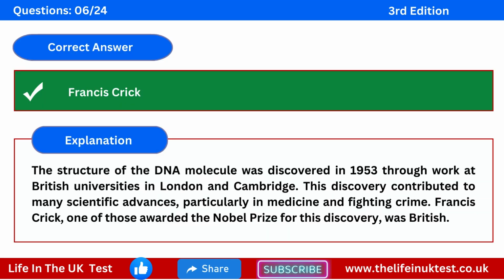The correct answer is Francis Crick. Explanation. The structure of the DNA molecule was discovered in 1953 through work at British universities in London and Cambridge. This discovery contributed to many scientific advances, particularly in medicine and fighting crime. Francis Crick, one of those awarded the Nobel Prize for this discovery, was British.